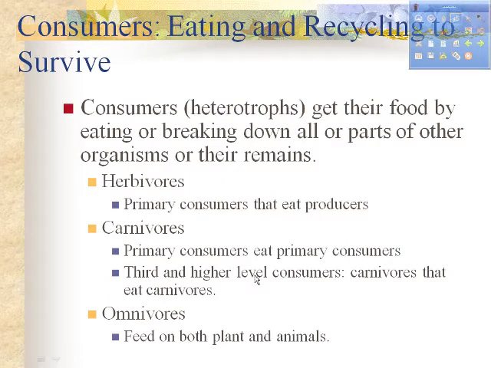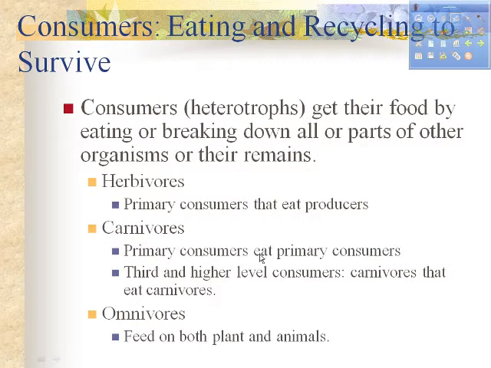Okay, so moving on to consumers. Consumers have to eat food from somewhere else. So if you go back to the producers, they make their own food. They're autotrophic. Consumers are heterotrophic. They have to get their food from somewhere else, which essentially is recycling. They're taking the energy made by the producers and recycling it, reusing it for their own energy.